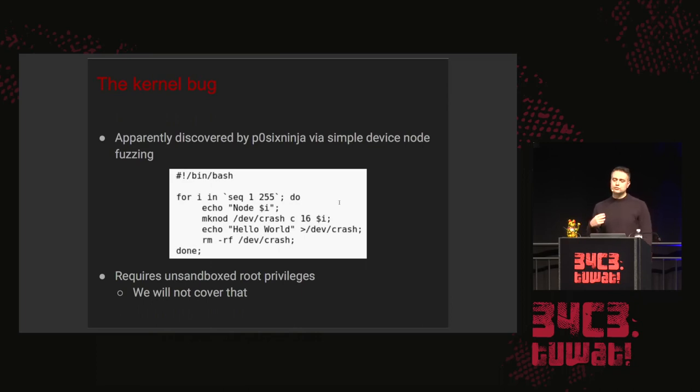Now, in order to get to the point to create device nodes, you basically need to be outside of the application sandbox that exists on iOS, and you also need root privileges. That's what I refer to as the userland part of the evasion 7 binary, and I'm not going to cover that at all. So I'm going to start my analysis from the point on that we have escaped the sandbox, we have obtained root, and now we go to exploit the kernel bug.